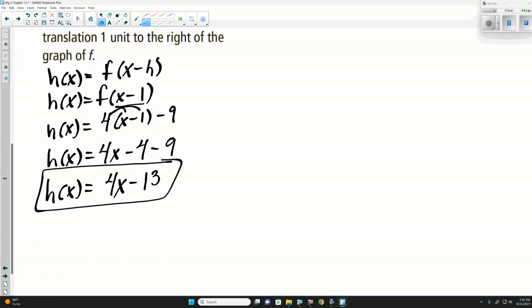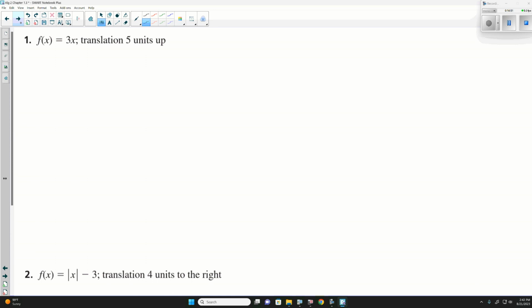Any questions on any of these here? Are we starting to feel a little more comfortable with this? Because I feel like when we use these here, the f of x minus h and f of x plus k, it really helps us be able to keep everything straight in how it's being applied.